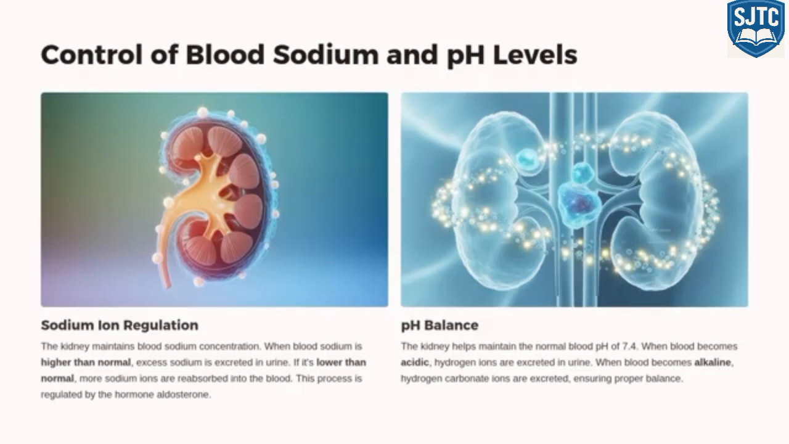pH balance: the kidney helps maintain the normal blood pH of 7.4. When blood becomes acidic, hydrogen ions are excreted in urine. When blood becomes alkaline, hydrogen carbonate ions are excreted, ensuring proper balance.